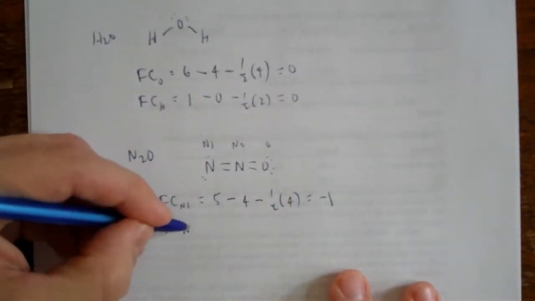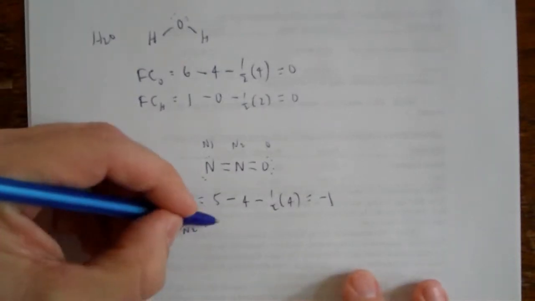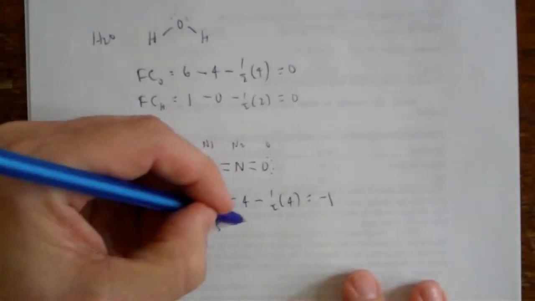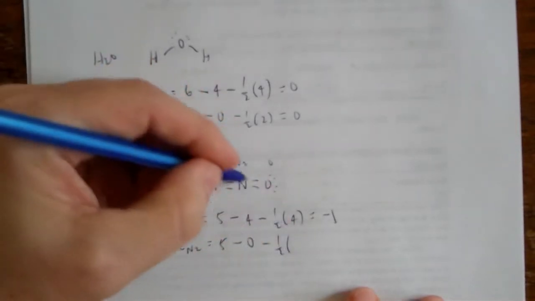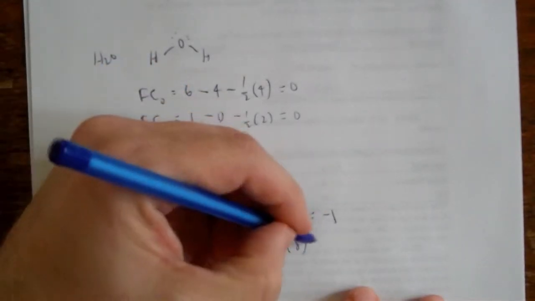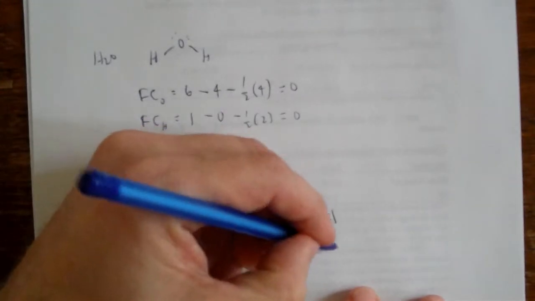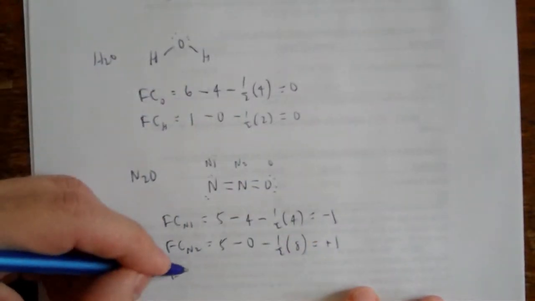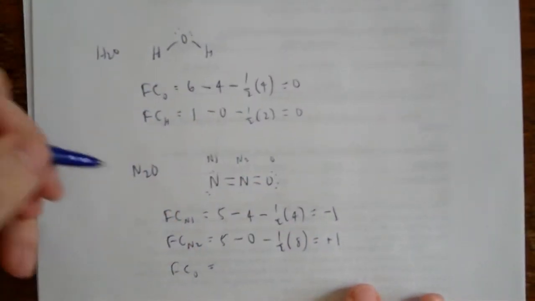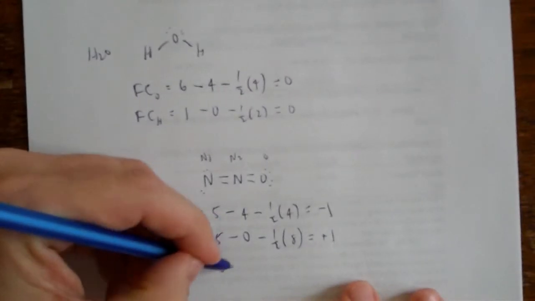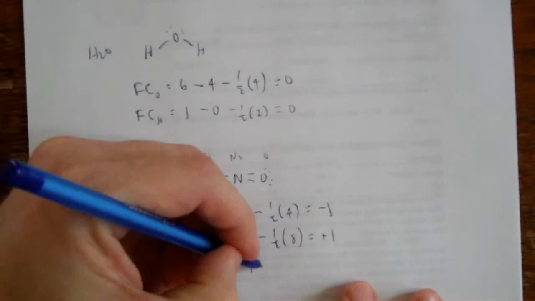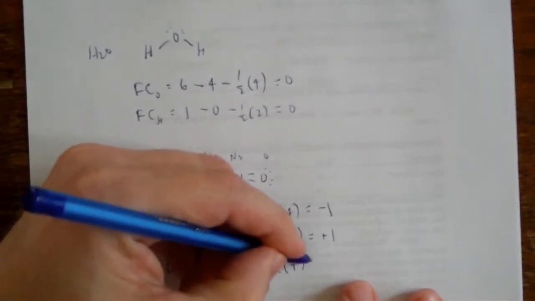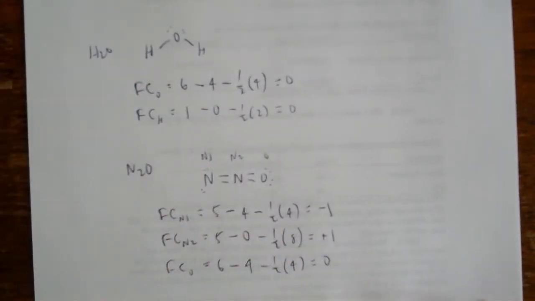The formal charge of N2 is 5 minus 0, because it has no unshared electrons, minus half, and it's got 8 shared electrons, 4, which gives plus 1. And the formal charge on the oxygen is 6 minus all the unshared minus half the shared, which is equal to 0.